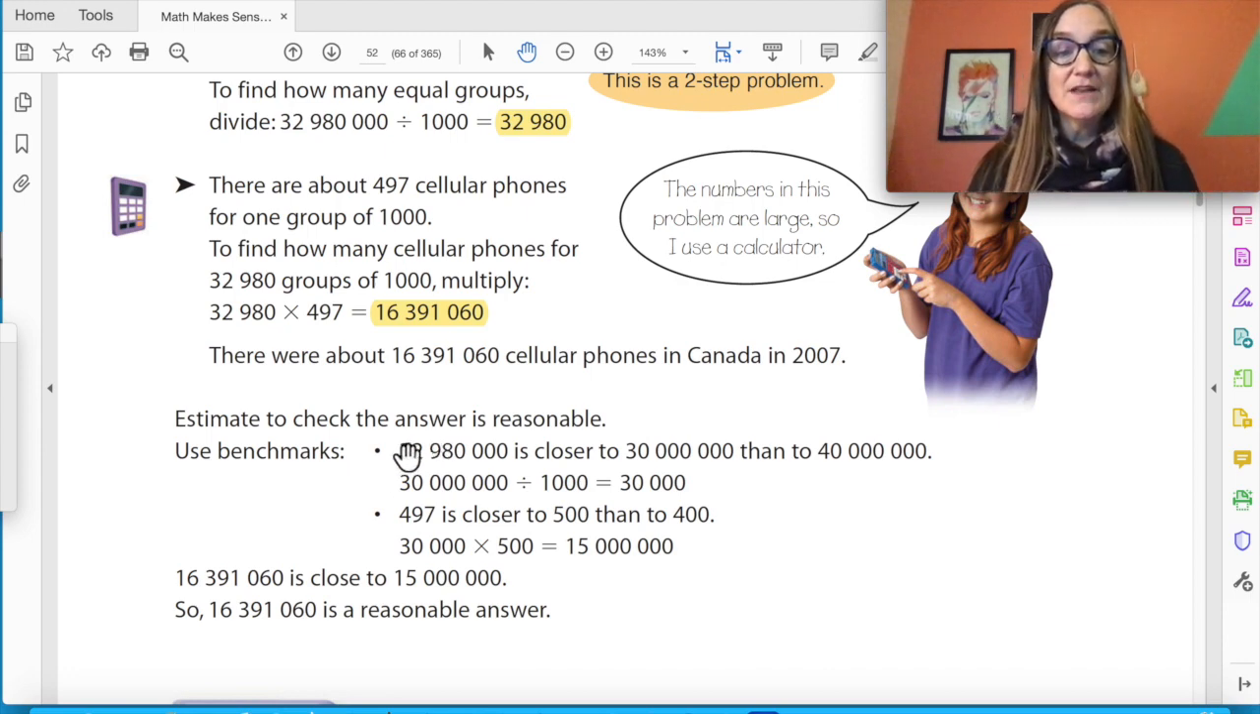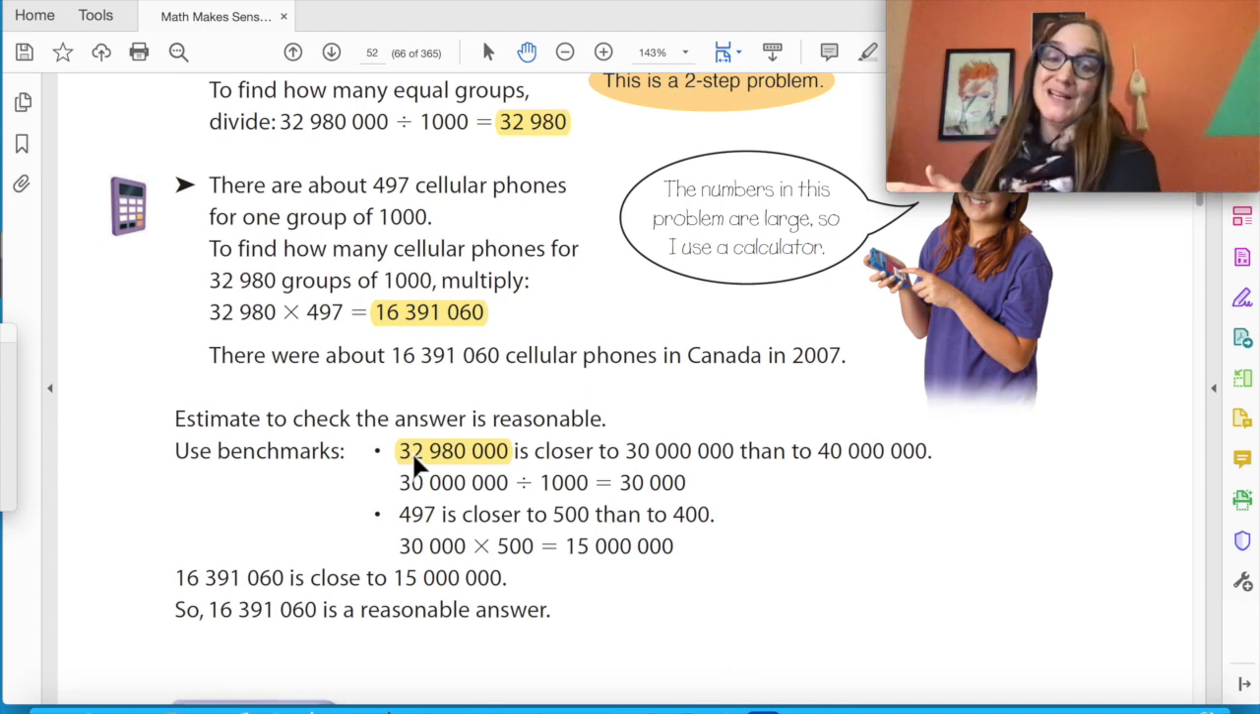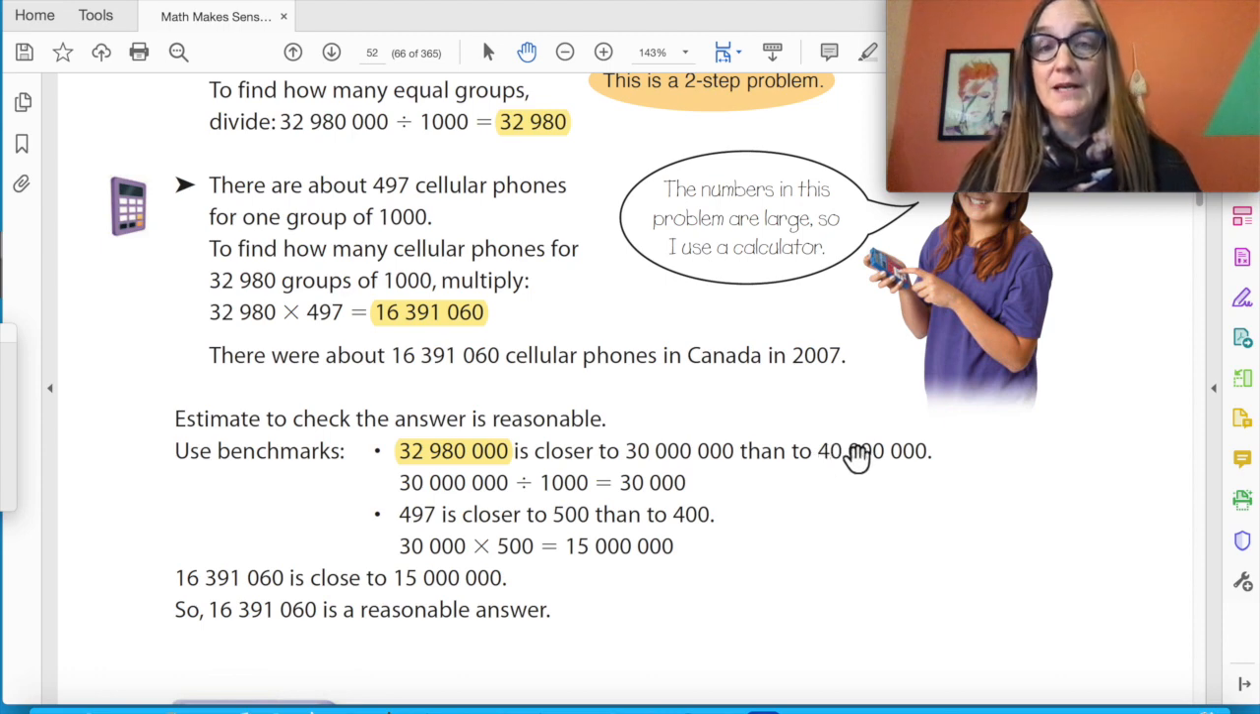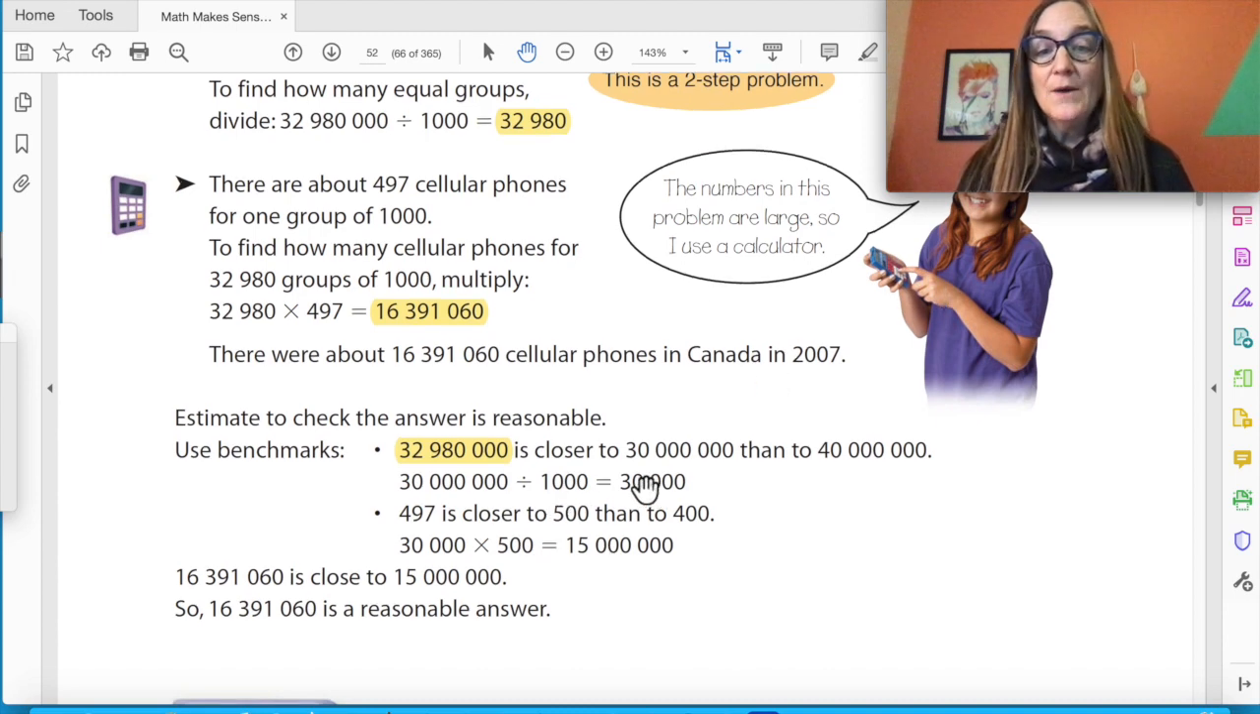So in this case, we have the number 32,980,000. Now it is closer to 30 million than 40 million, right? Because our 2 is way closer to 30 than it is to 40. So our number here is closer to 30 million than 40 million. Now, 30 million is a nice round number that we can work with. If we divide 30 million by 1,000, again, we're going to cross off those zeros, and that will give us 30,000.